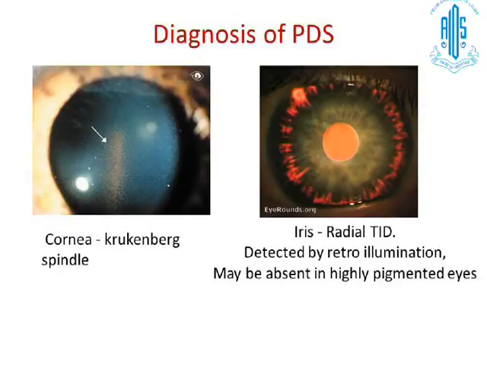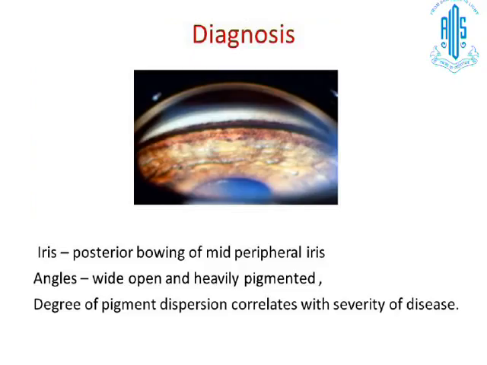And remember that if it is a heavily pigmented eye, you may not get these transillumination defects in an early patient. And this is the key finding. There is posterior bowing of the mid-peripheral iris. And this is the factor responsible for everything that is happening, and is important also in the management part. Angles are wide open and heavily pigmented, and the degree of the pigmentation quite correlates with the severity of the disease.